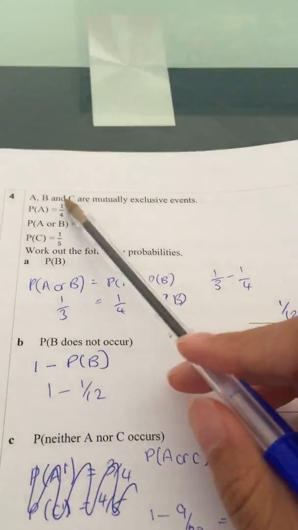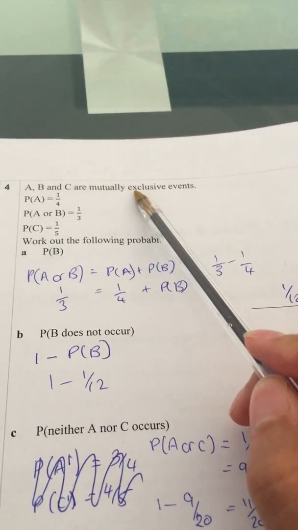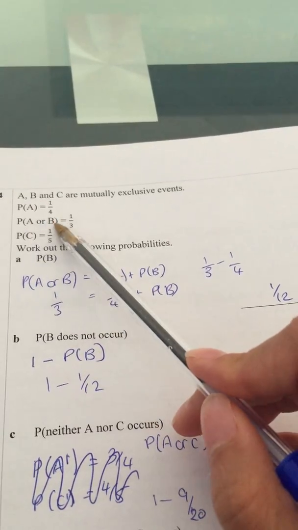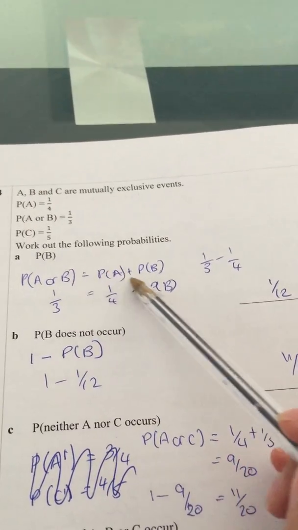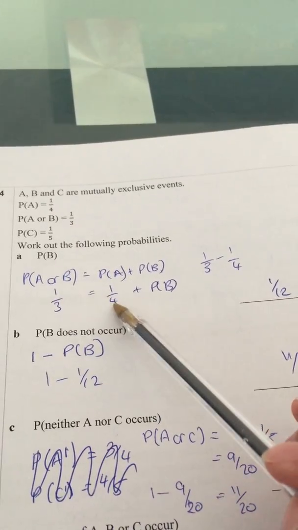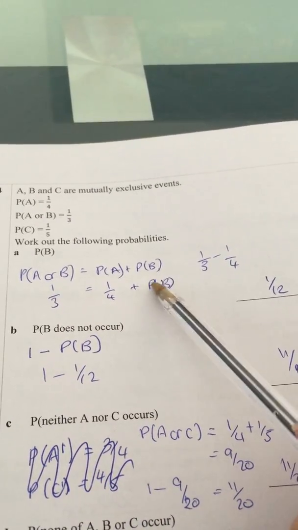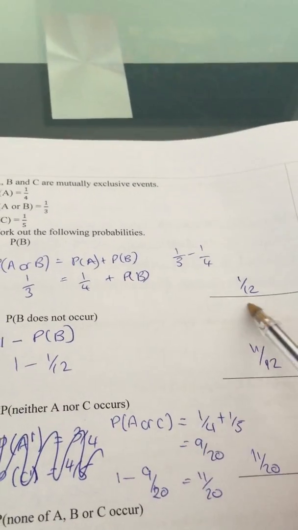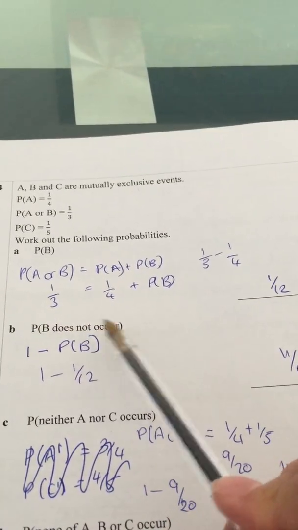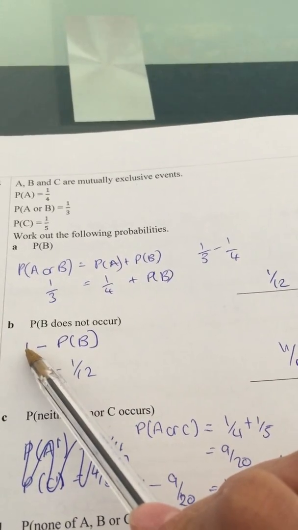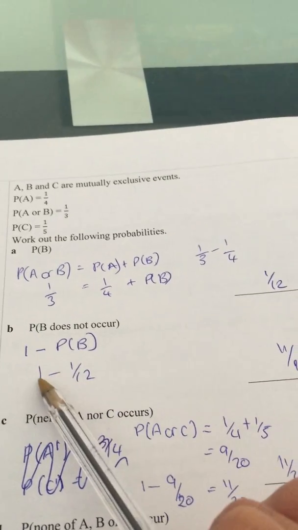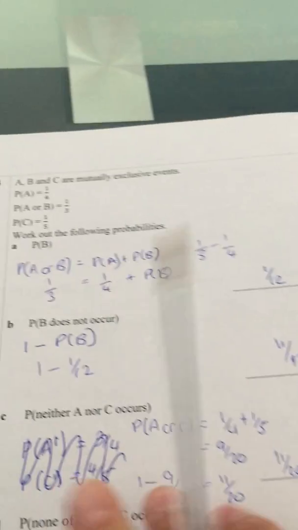Question 4, mutually exclusive means they can't happen at the same time. So when that happens, the probability of A or B is the probability of A plus the probability of B, which is what I've written down here. We know this, so a third equals a quarter plus something that we're trying to work out. So we do a third minus a quarter, we get a 12th, that's the probability of B. Probability B does not occur is 1, because all probabilities add up to 1, minus the probability that B does occur, which we've just worked out. 1 minus a 12th, 11 twelfths.